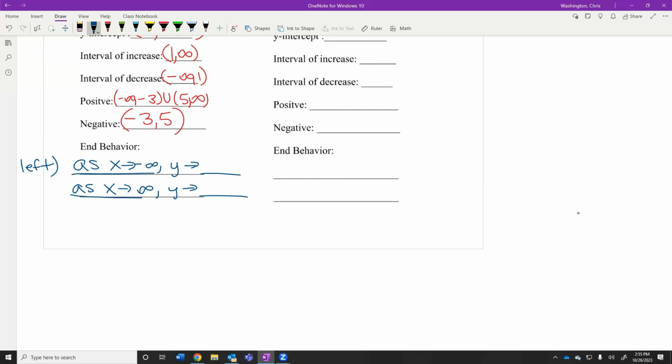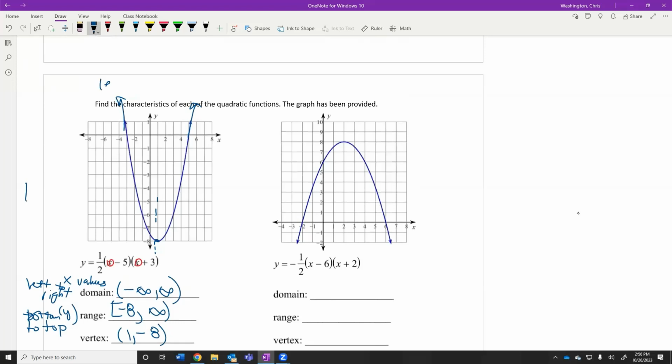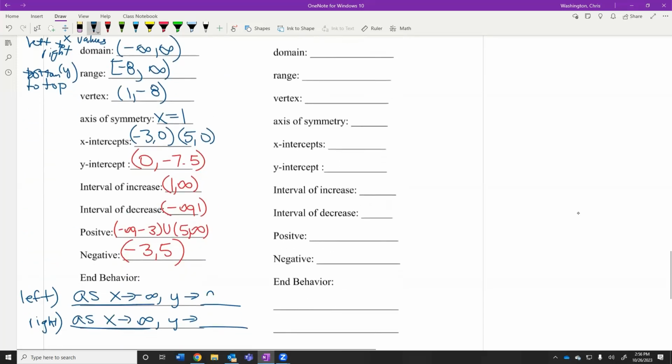And this right here, as x goes to positive infinity, is really just a fancy way of saying the right side of the graph. So as we go further and further to the right, what are the y values doing? So we can look at the graph, and the left end behavior is going to come from here, and the right end behavior is going to come from here. So as we go further and further to the left, what are the y values doing? They're getting bigger and bigger and bigger. And how big are they going to get? Well, they're going to get all the way up to infinity.